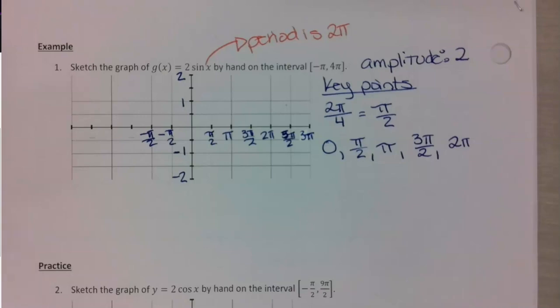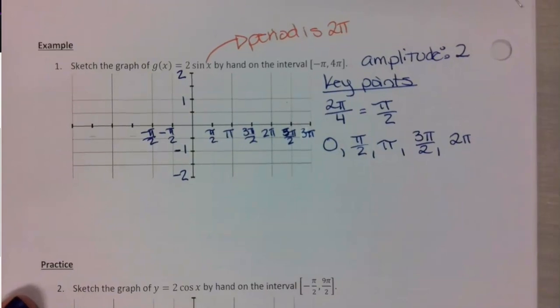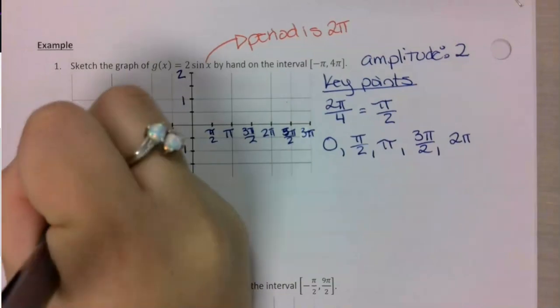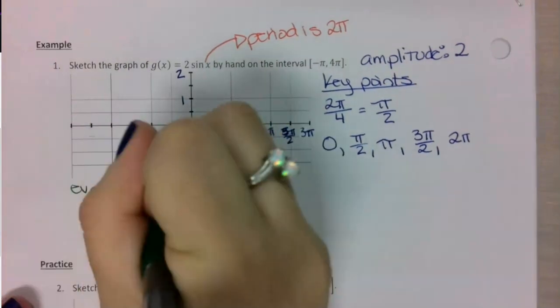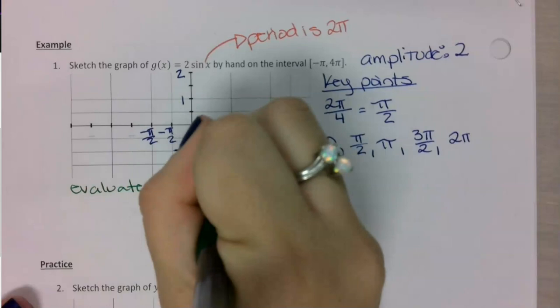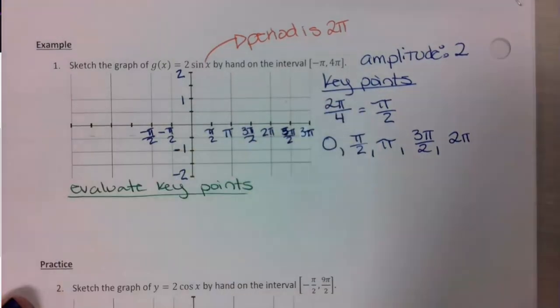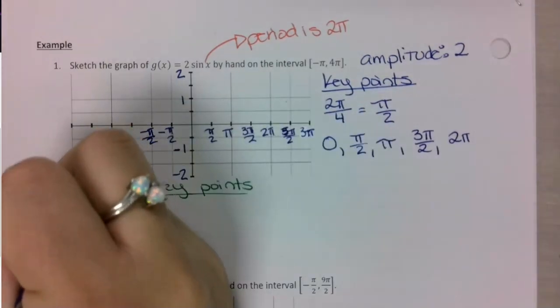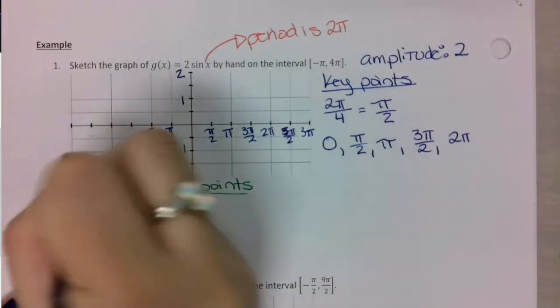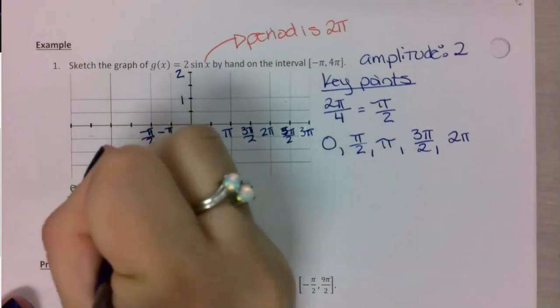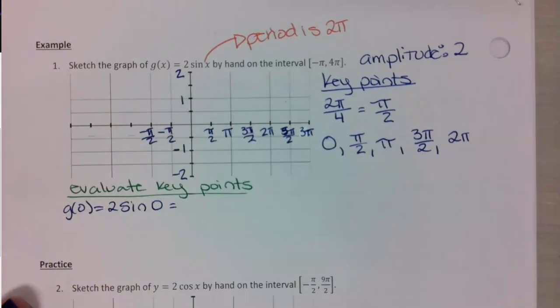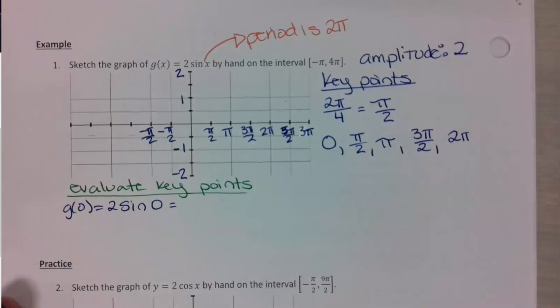Okay, so the next thing I want to do is evaluate these 5 points. So then I'm going to plug into the function. I'm going to have g of 0 equals 2 sine of 0.